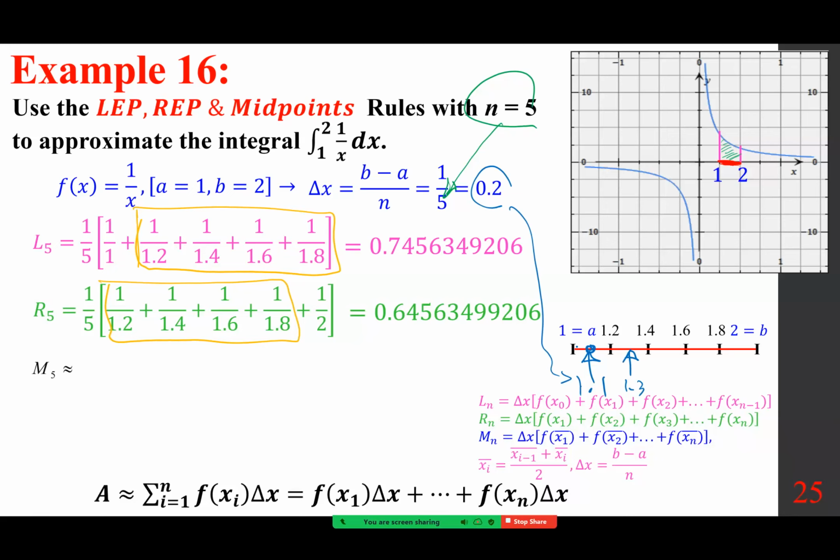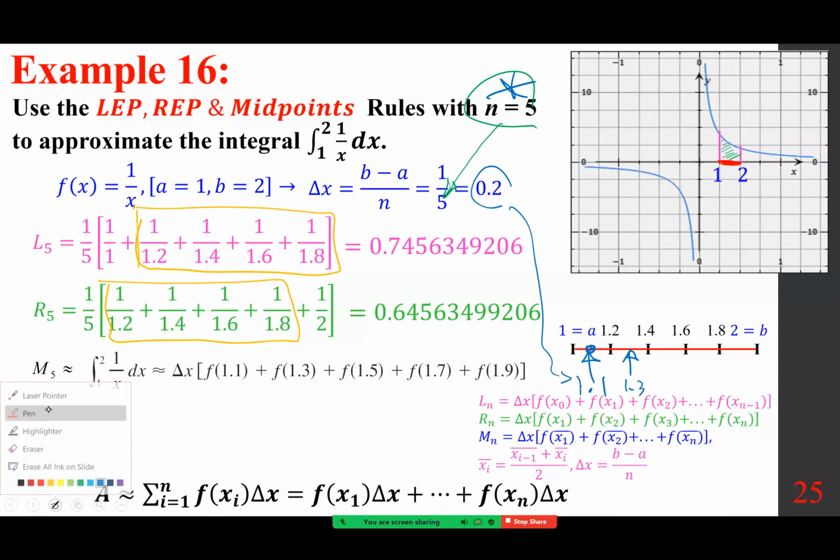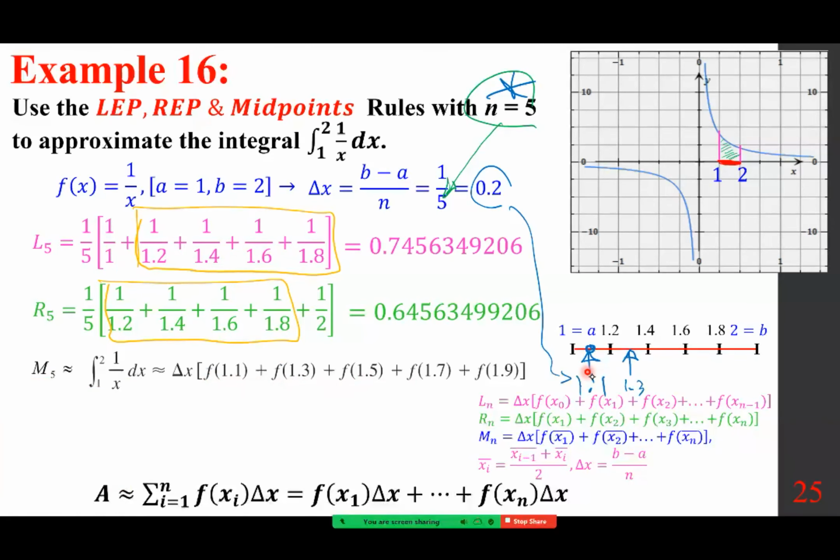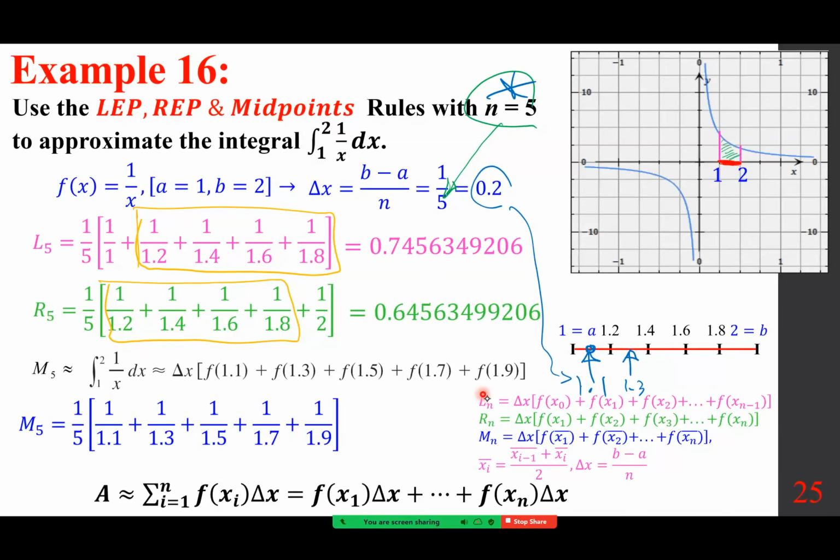So M5, and by the way, M stands for the midpoint, 5 stands for the choice of N. Notice what we have now. This you have to calculate. It doesn't help you that you have those: F of 1.1, F of 1.3, F all the way to the end. Now what is F of 1.1? 1 over 1.1, 1 over 1.3, and the rest of them. So this is pretty tedious, but very straightforward. And here's the answer. Midpoint is between the two numbers, and it's a better approximation than both of them.